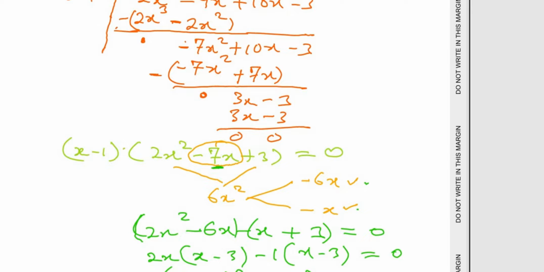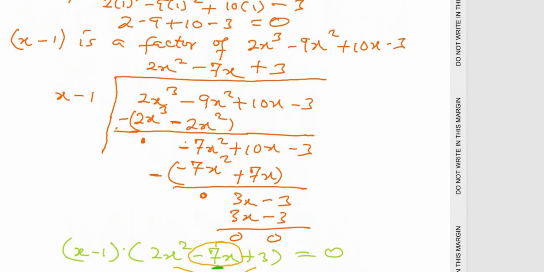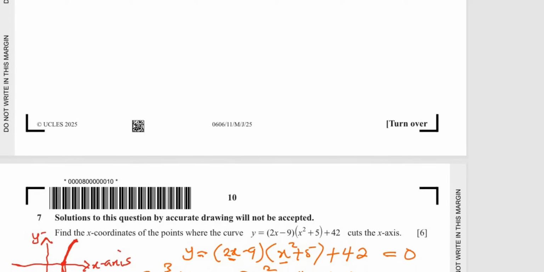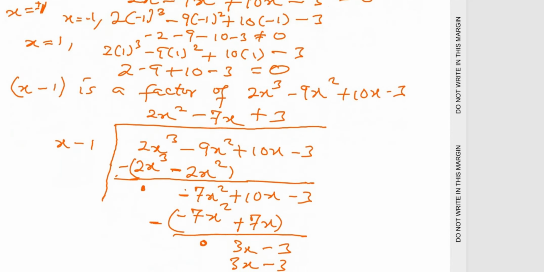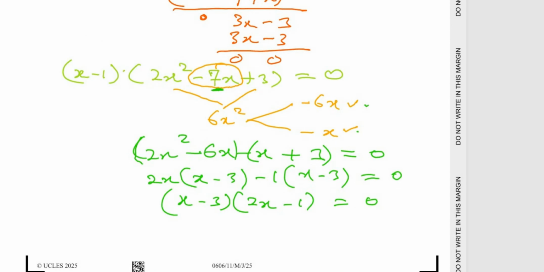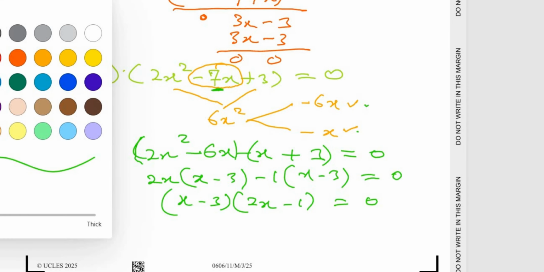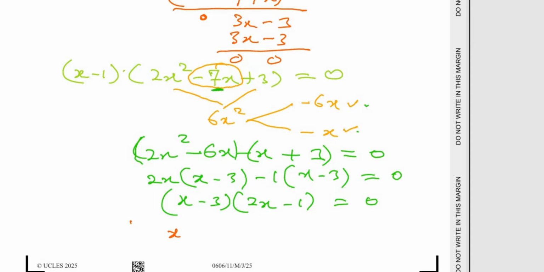What we are to look for from the equation is to solve for x. So remember, the whole equation combined together is x minus 1, x minus 3, 2x minus 1, everything equal to 0. So I have factorized the equation to this.